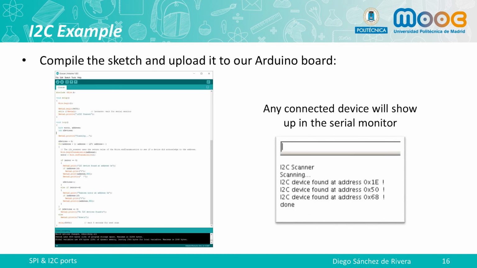Now we need to compile and upload the sketch to our Arduino board, selecting the correct COM port and opening the serial monitor to check the status of the execution progress. If an I2C device is successfully connected to the board, its device address will show up in the serial monitor. This example proves the I2C connection, and it is a very common process to start with a new I2C device. More complex sketches will be performed in upcoming chapters.